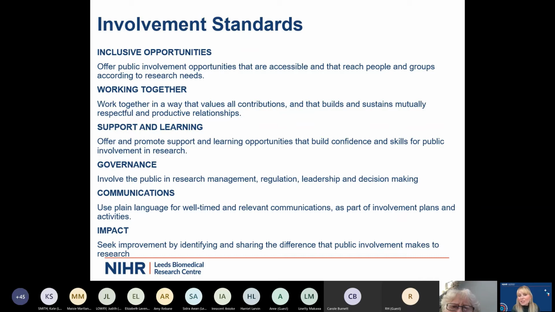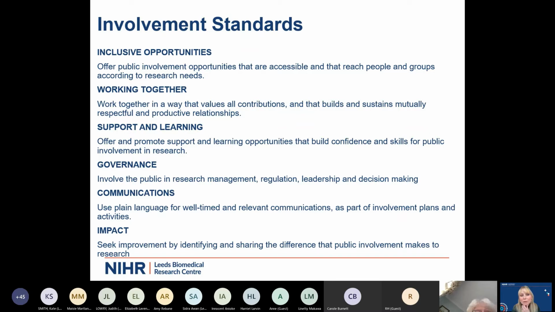Support and learning. It might be throughout your research that some of your PPI members need a bit of support or learning opportunities to help them fulfil their roles. So if they were going out to do interviews or if they're presenting, you might want to look at some support for that. And that's something we can help with as the PPI team.